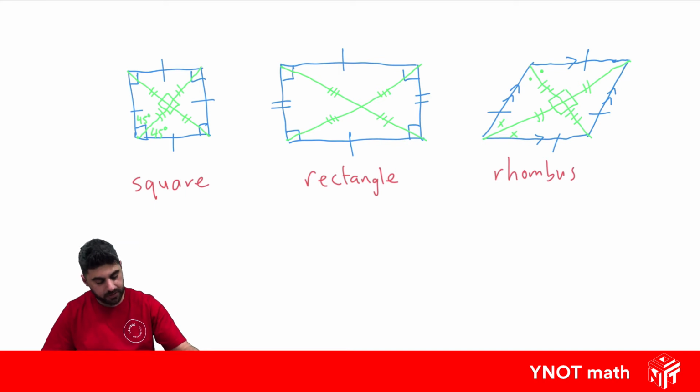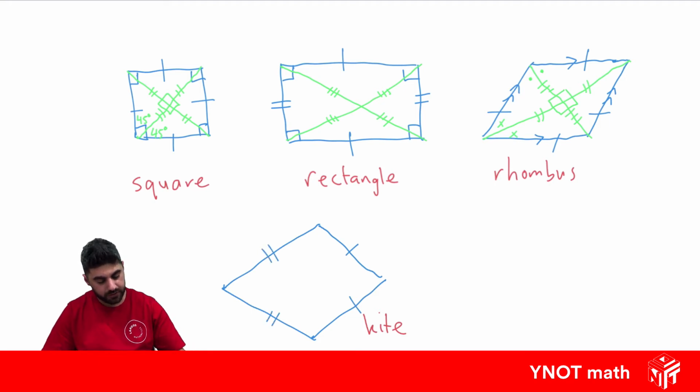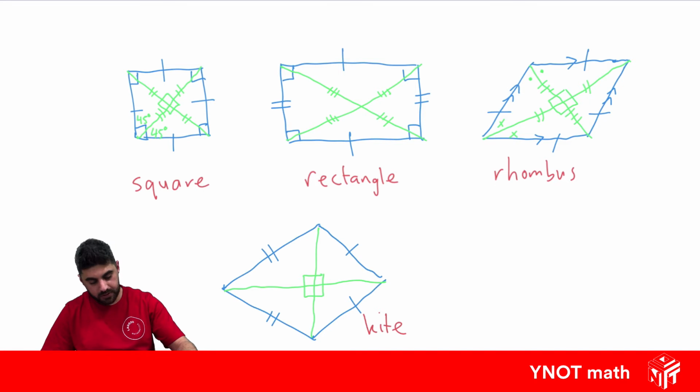Let's look at a kite. This is our kite. Okay, we have adjacent sides equal, so those two equal those two, and those two equal those two. And the diagonals also bisect each other at 90 degrees. The last one is a trapezium.